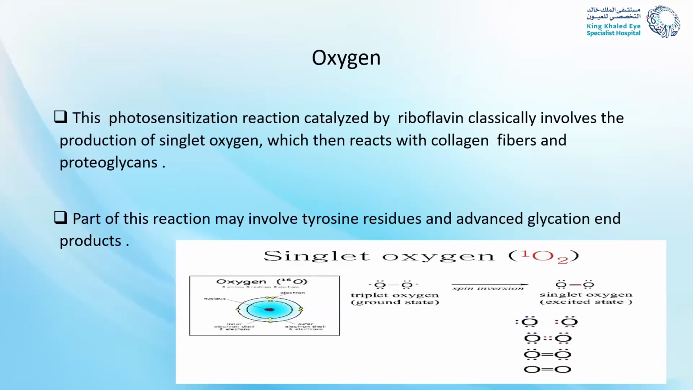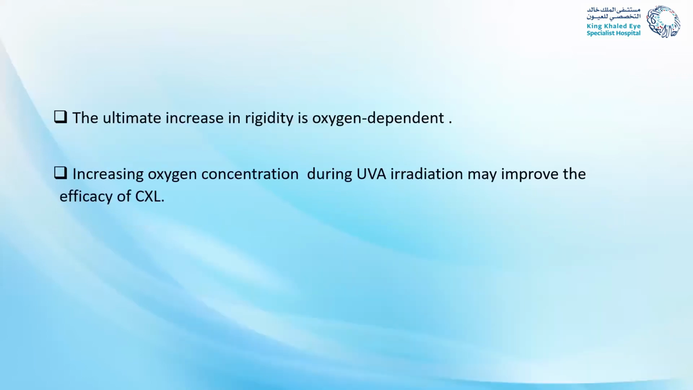So including also tyrosine residue in the stroma. So all of this is really quite dependent on the singlet oxygen that is produced when the catalyzed reaction happens. So if we want to summarize, we'll say that the ultimate rigidity is dependent on oxygen. So by general theory or concept, if you increase the concentration of this oxygen during irradiation, most likely you're going to have an improved efficacy of your cross-linking.